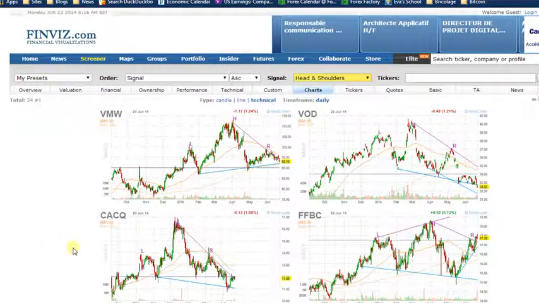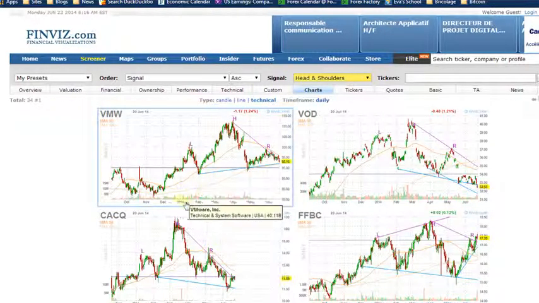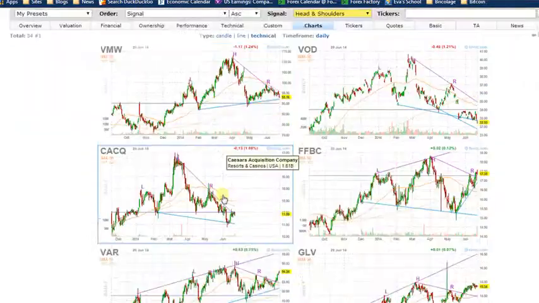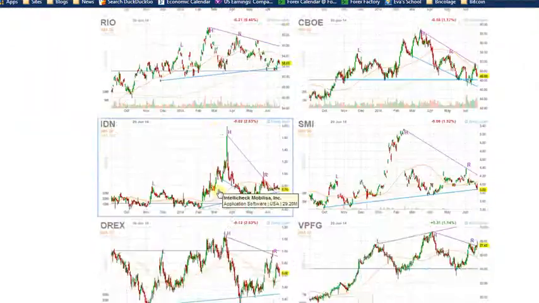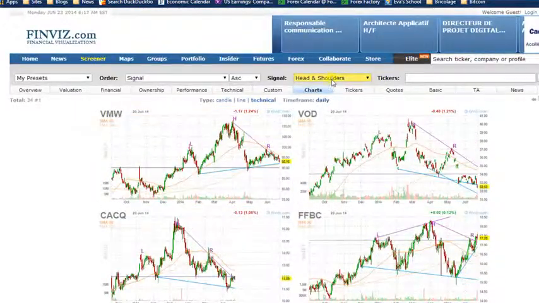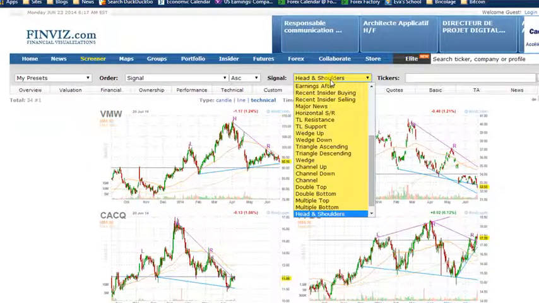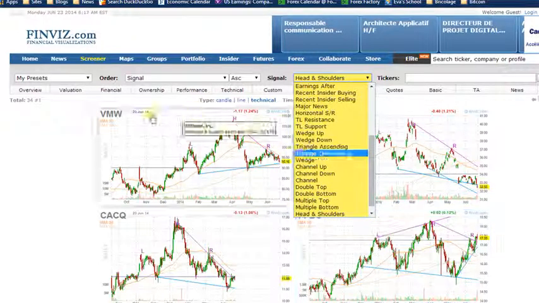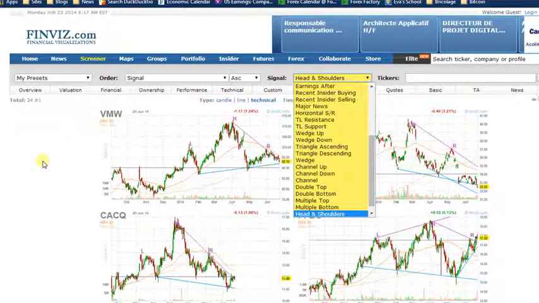On Finviz. Finviz I like. It's a great site. Again, like TradingView, I use it to sort of identify things and then explore them for myself. Where does anybody see it? Here it is. Caesars Acquisition was identified here on Finviz. Finviz allows you to search lots of different signals, they call them, or patterns, or setups. Double tops, double bottoms, multiple tops, head and shoulders as you see here. It's a good site to get an idea, to start learning about technical patterns so that you can see what they are.